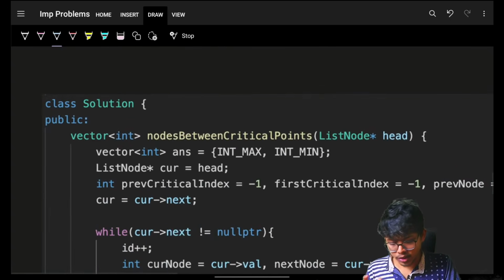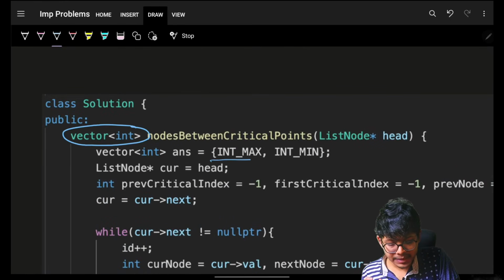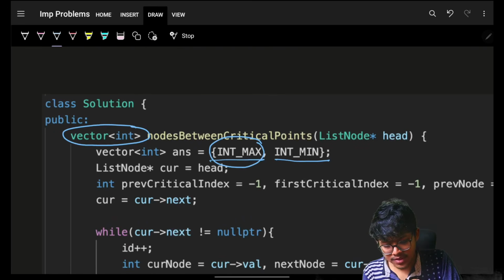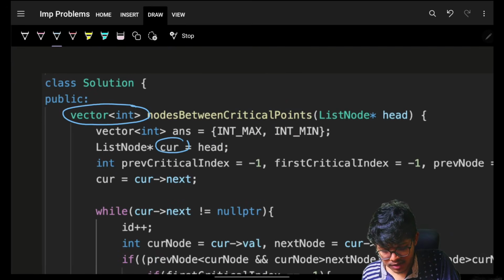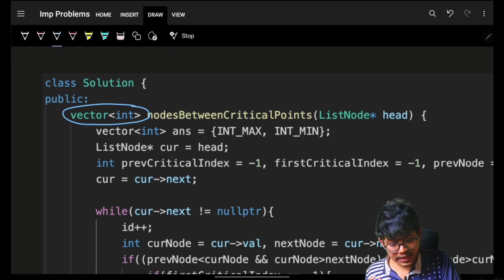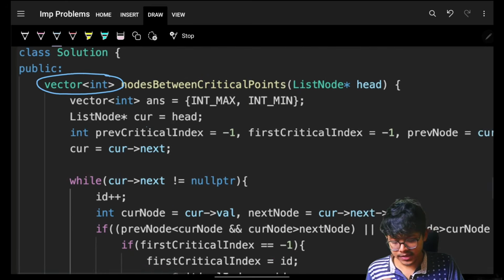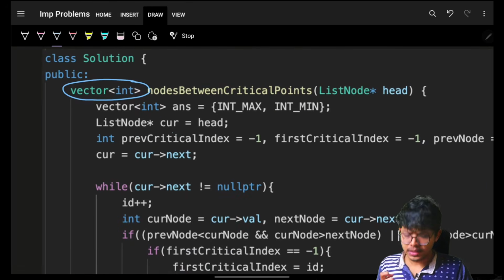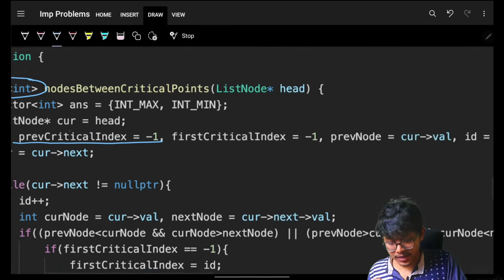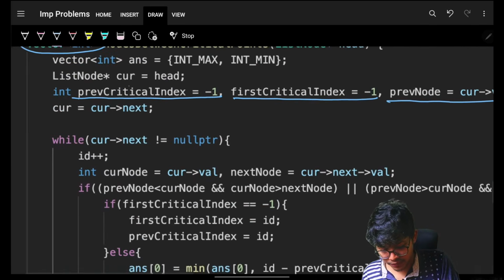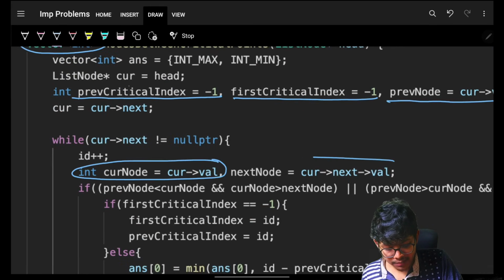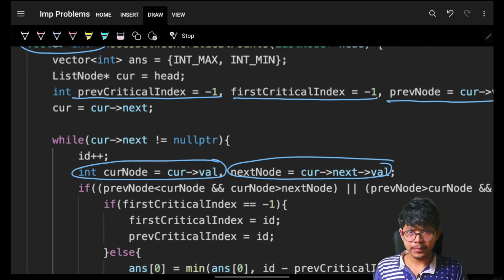Firstly, we want to return an answer in which you have to minimize the minimum distance and maximize the maximum distance. So I've initialized my minimum distance with the maximum value and my maximum distance with the minimum value. Now I have just received my current node. As I iterate on the entire linked list, I told you I need three variables, which are previous critical index, first critical index, and my previous node, and you will see I will also need my current node and my next node. All these variables I will need.